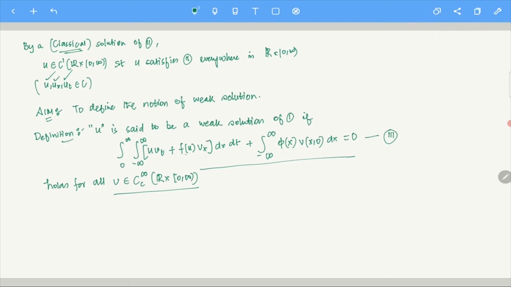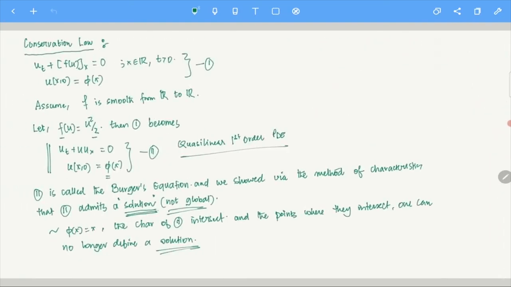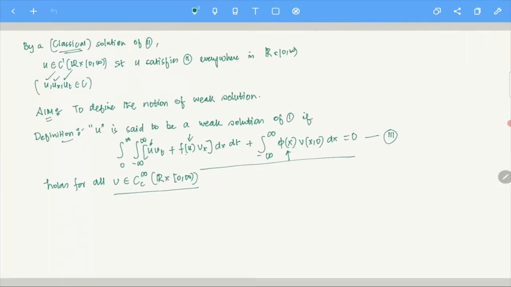One thing to notice here is there is a u here and a u here, but it does not contain any derivative for now. What about here? Here, from minus infinity to infinity, you have phi, so there is no u. Phi is given to us, so we don't have to worry about it. So essentially, we have defined some kind of relation. I am not coming to how we define it right now, we'll do it after this.